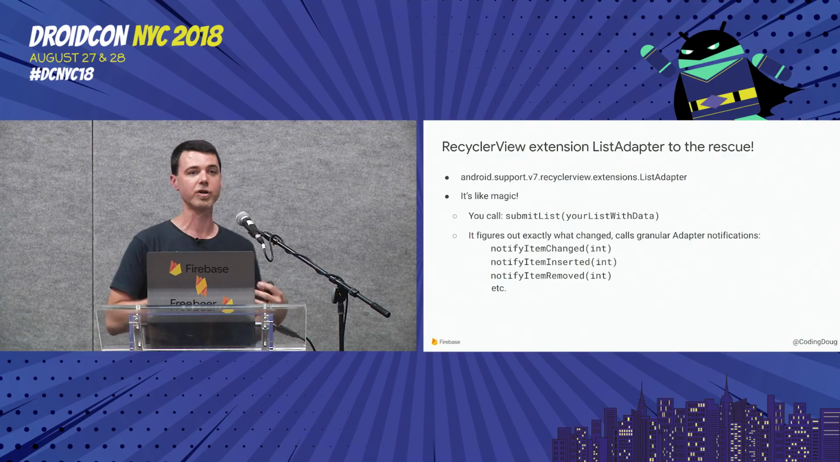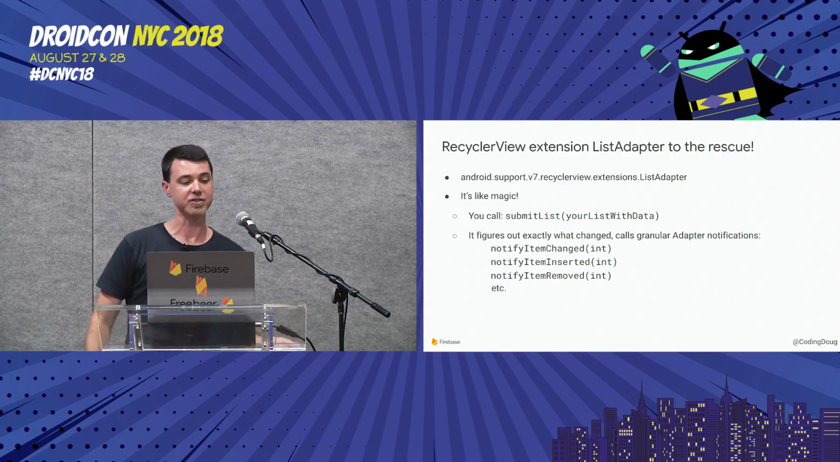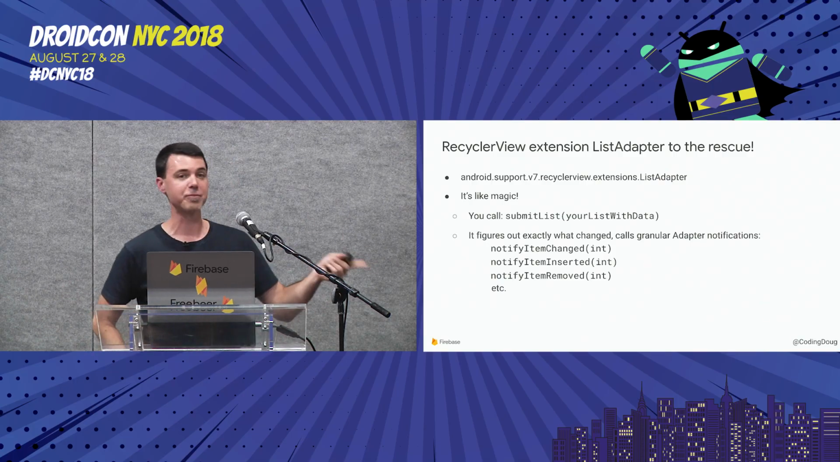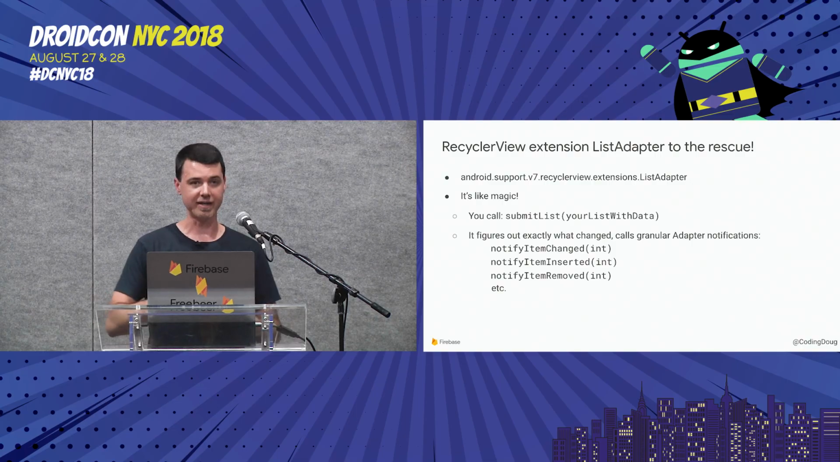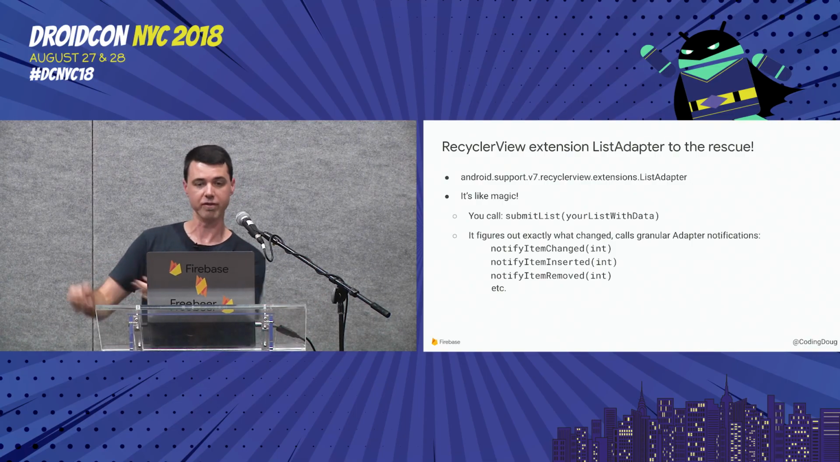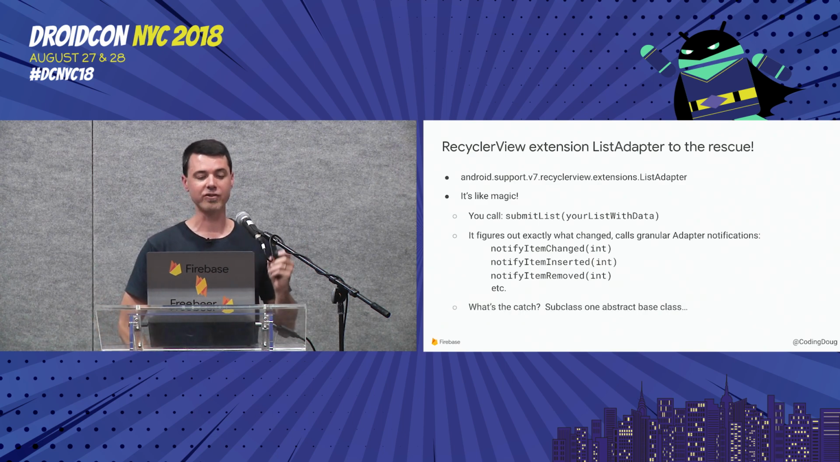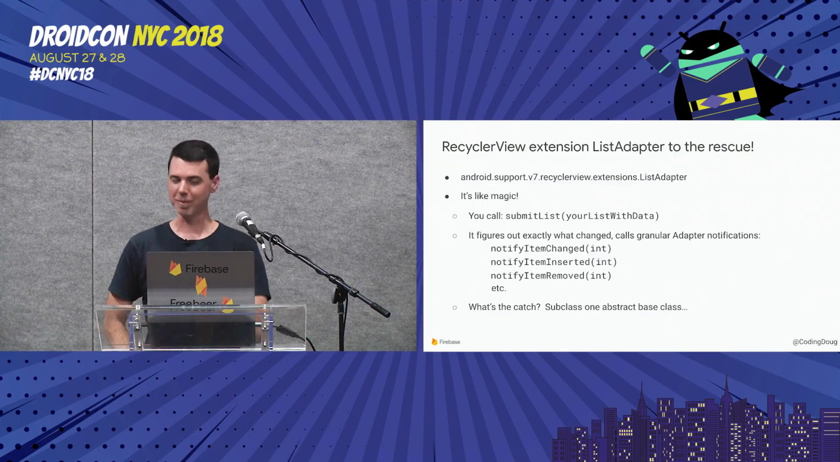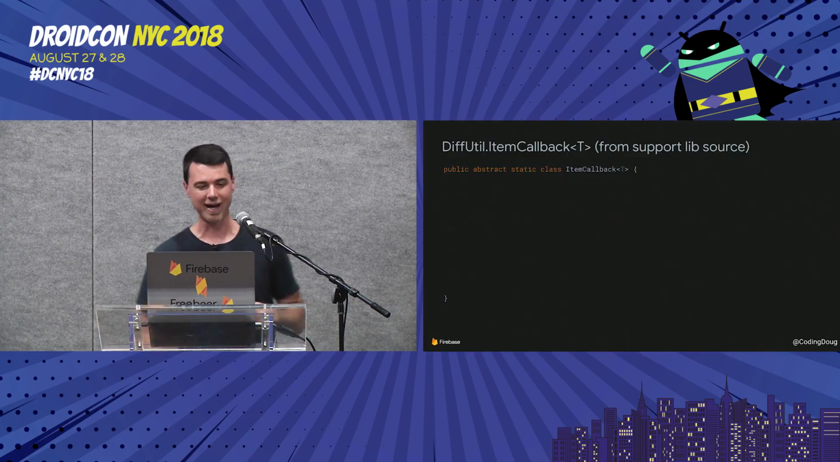It does all of the dirty work to figure out what actually changed between these two lists, and it will let the adapter know specifically what happened. The adapter can respond and say, oh, I need to render this one row, or I need to change this one view. It's highly optimized. This is fairly slick. There's one catch. You need to subclass one base class, and the implementation is fortunately so simple in Kotlin.